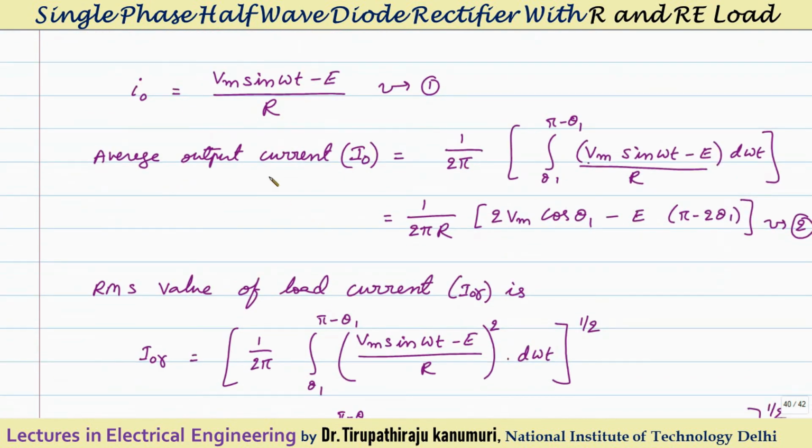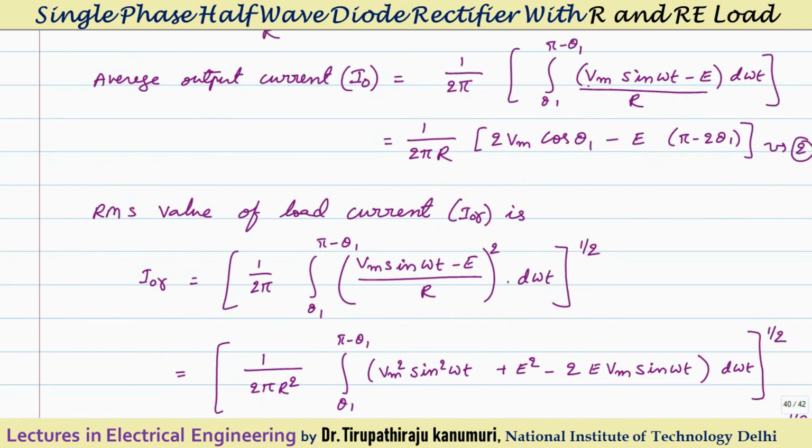So now average output current will be equal to 1 by 2 pi, as that is the total duration, but it is only conducting from theta 1 to pi minus theta 1. So what is the value? Output current will be V maximum sin omega t minus E by R d omega t. So I have to do integration from theta 1 to pi minus theta 1, and divide by 2 pi, the total duration. Getting it? When you simplify it, you will get this answer.